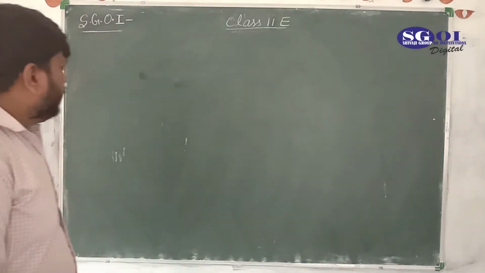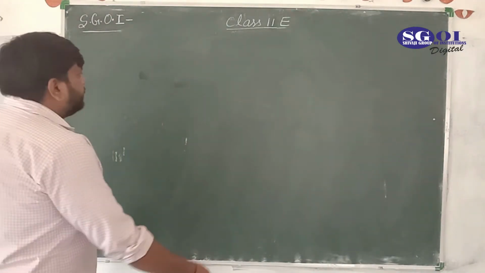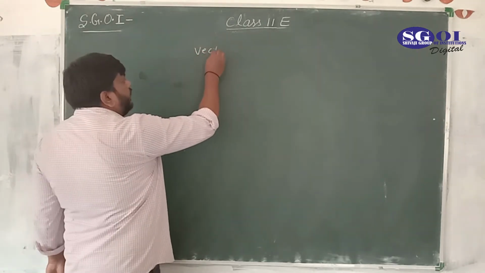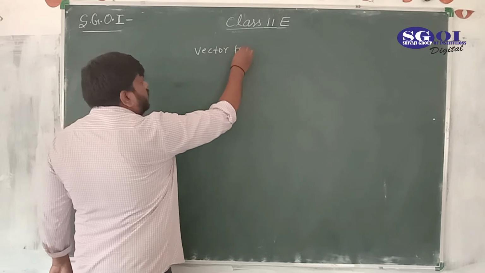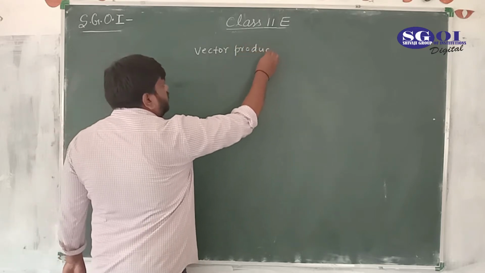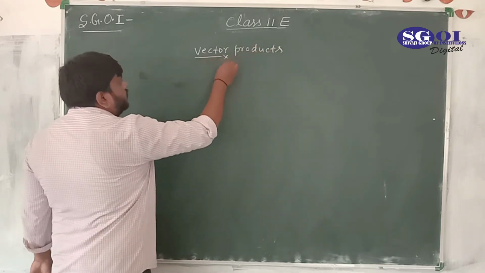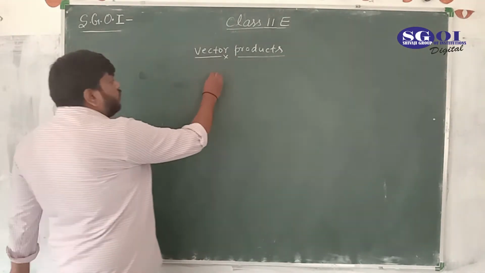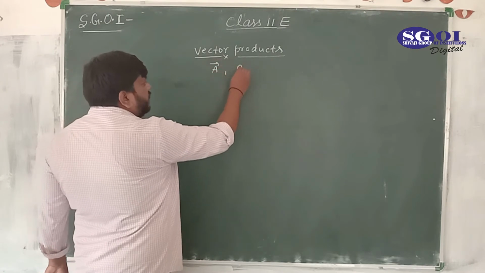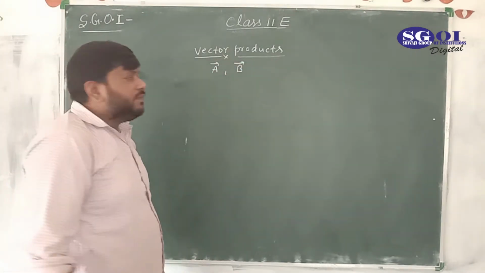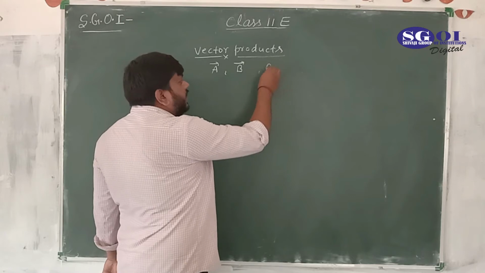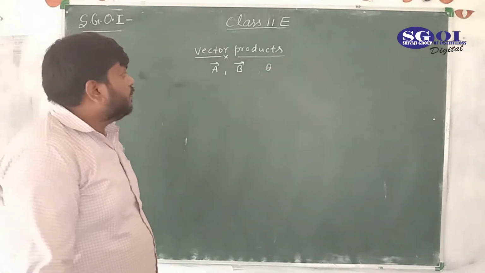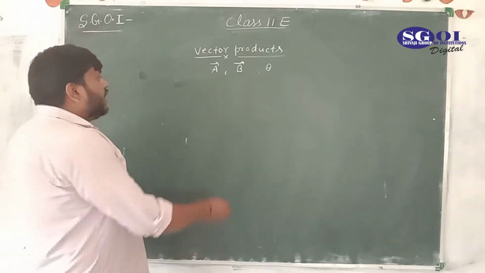Now we will describe vector products. In vectors, suppose we have two vectors, vector A and vector B, and the angle between A and B is theta. Theta is the angle between A and B, and we want to find the products. In vectors, there are two products.